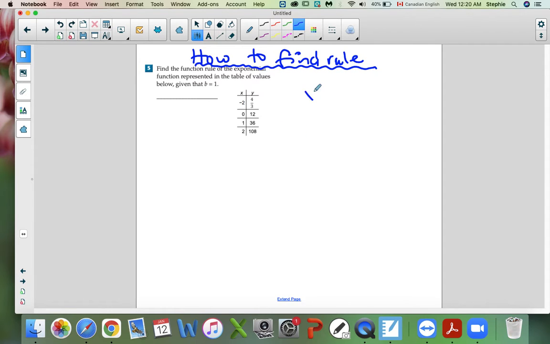Now I want you guys to remember that if there is an a, an initial value, and they're telling you the b is 1, so there is no b basically. So since there's no b, you could easily figure this out. Now, there's 2 versions of finding the rule. The first version is that you are given when x is 0. If x equals 0, that means when your exponent is 0, your answer is 1.